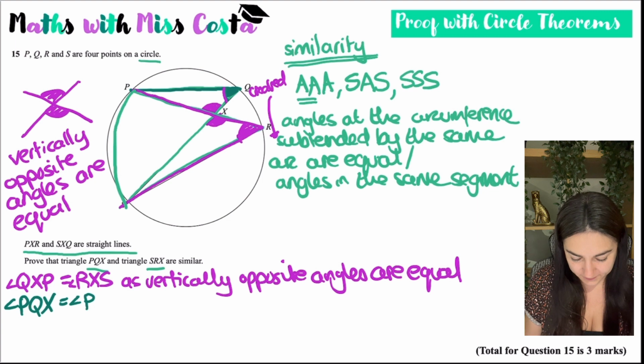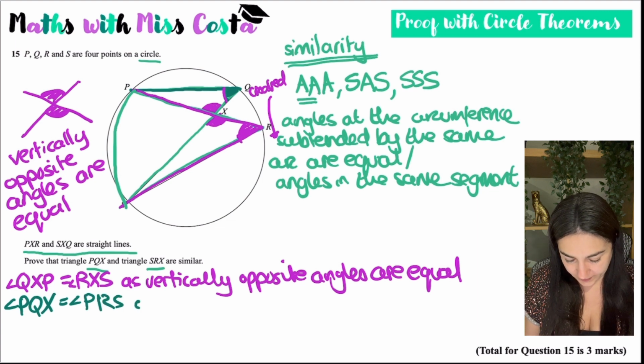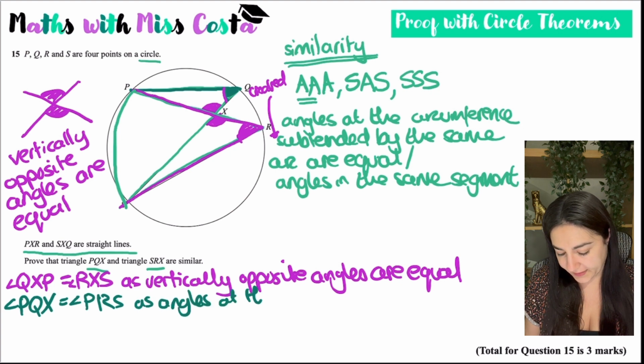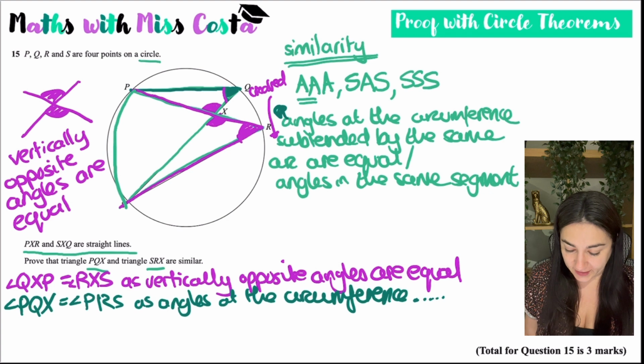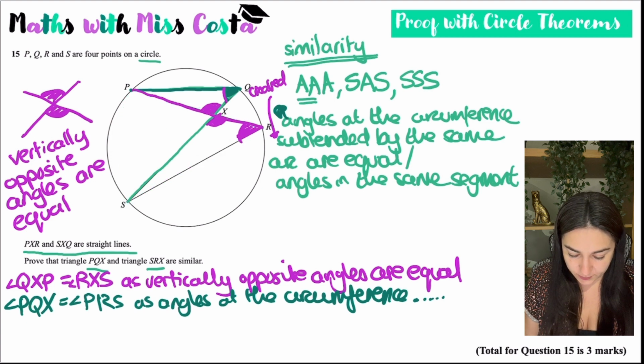So angle PRS, as angles at the circumference, and I'm not going to write out the circle theorem again because I wrote it out here, but this one here: as angles at the circumference subtended or created by the same arc are equal. The next thing I need to do is prove my next angles are equal. So let's have a look over here, what's going on.